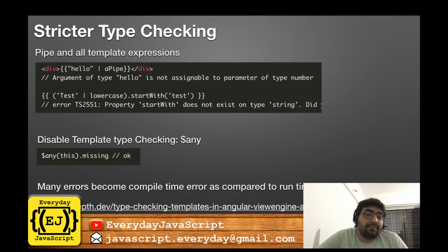We can also disable the template type checking in some places if we are in a dead end, like we don't know the data type of this. Then we can use $any and we can get away with the problem that we are going to face. Because of this, many of the errors are going to become compile time errors as compared to runtime errors. So that is much more helpful in order to reduce the production errors.